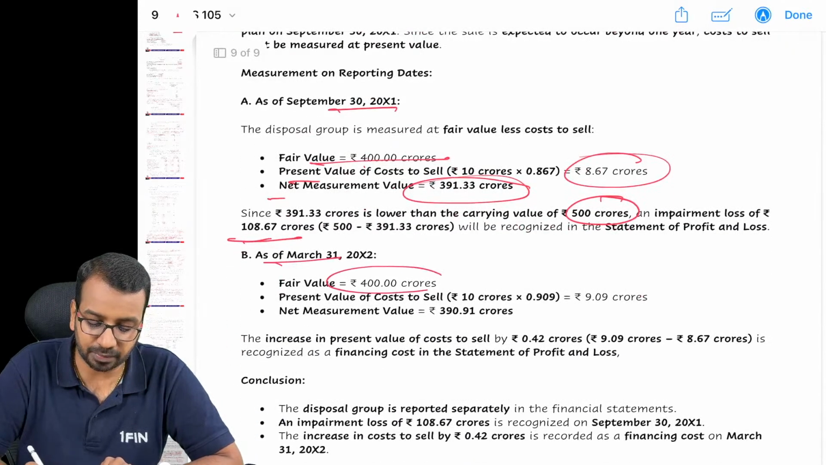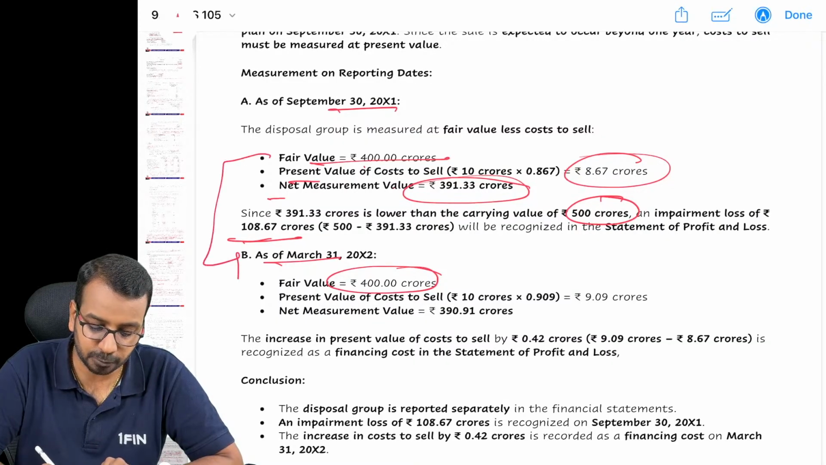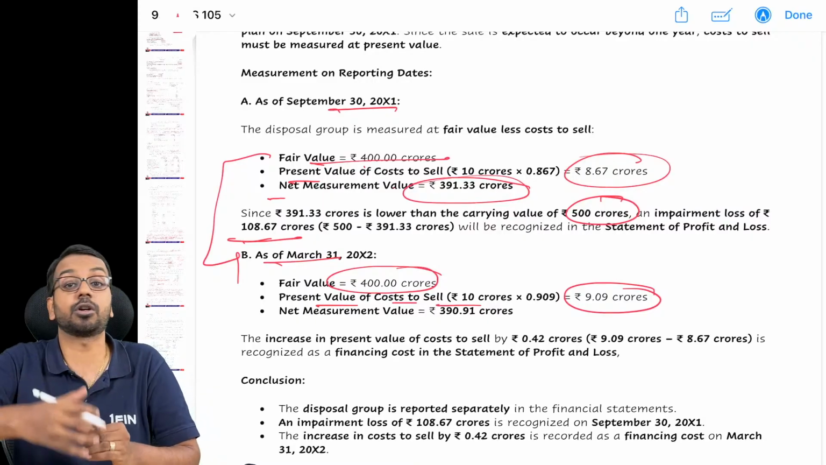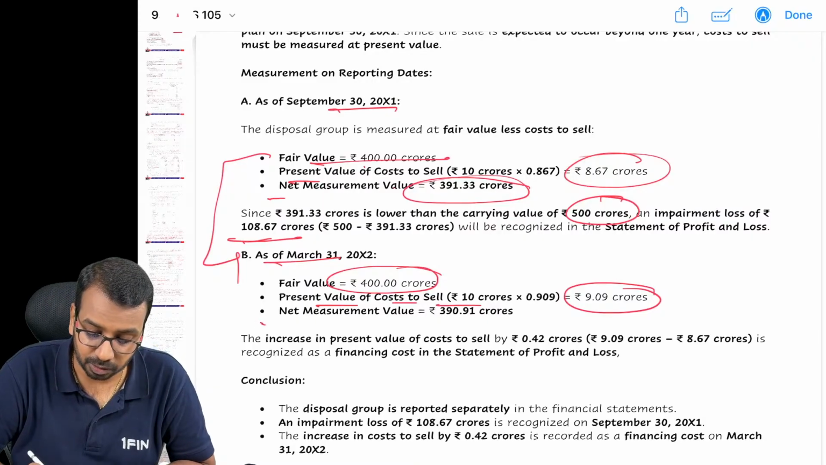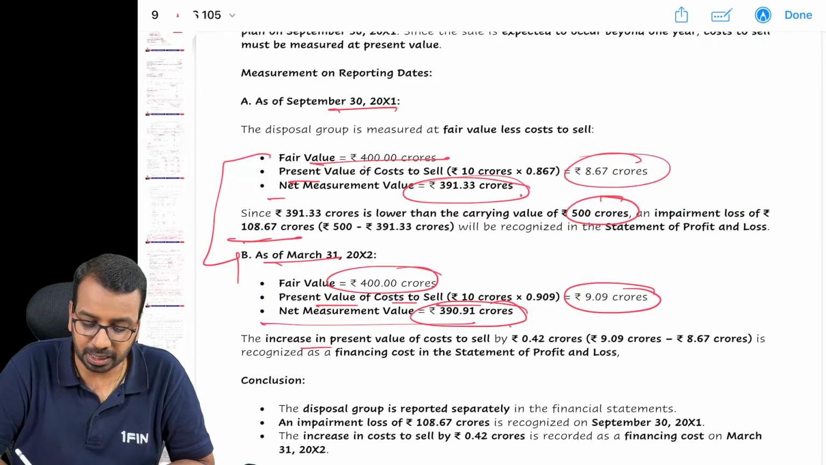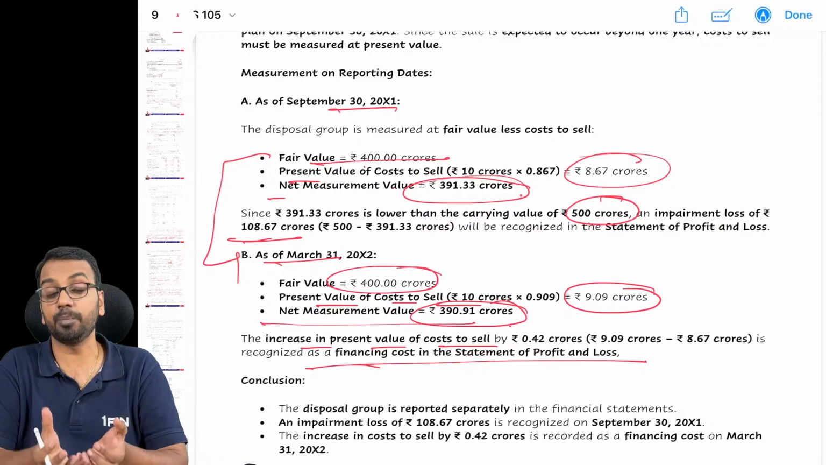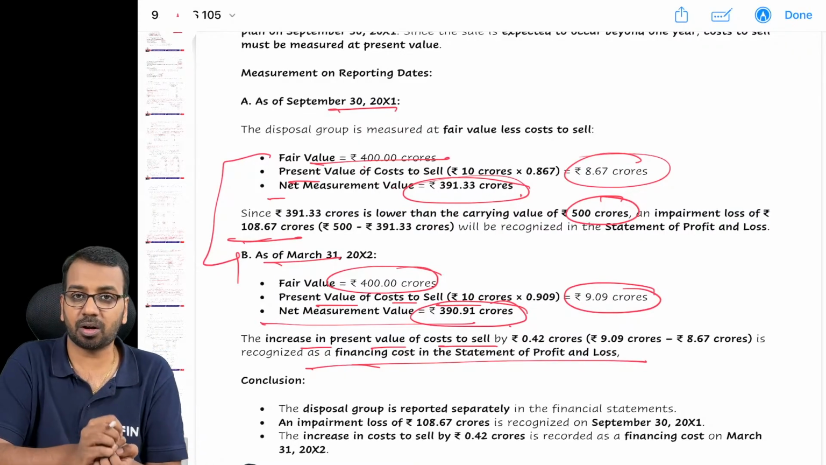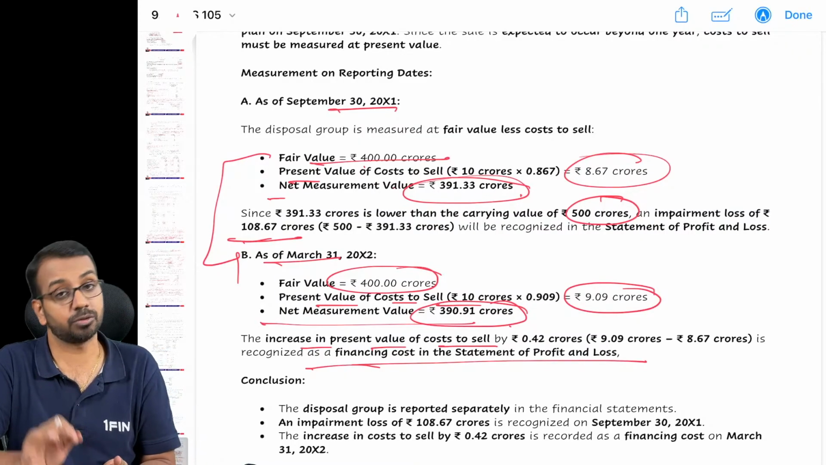On 31st March, fair value still is 400. This has not changed. Present value of cost to sell has become 9.09. Present value of cost to sell has increased. The value has now become 390. From 391, it has become 390. The increase in present value of cost to sell is recognized as a finance cost. So, we will say this is the finance cost, and as a finance cost, it will be charged to the P&L.